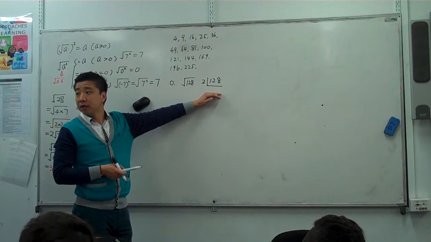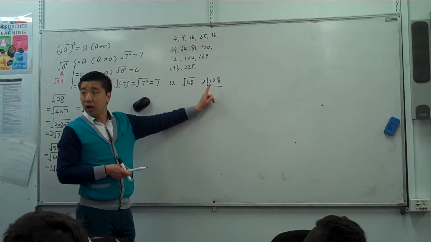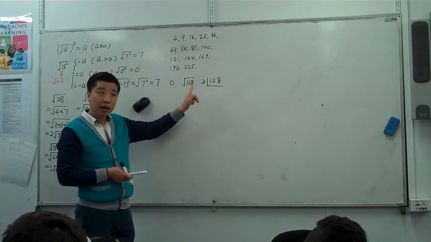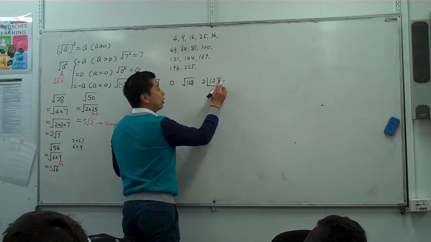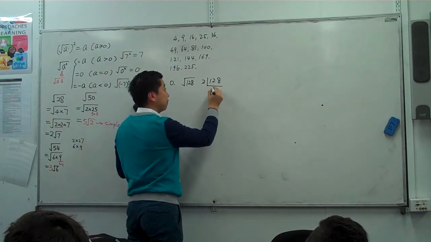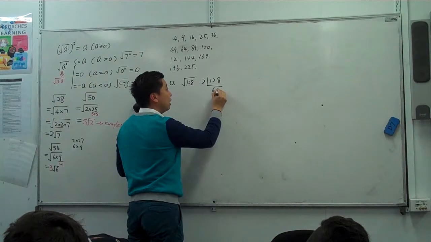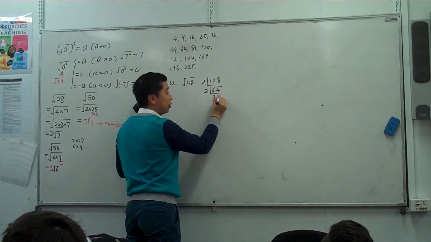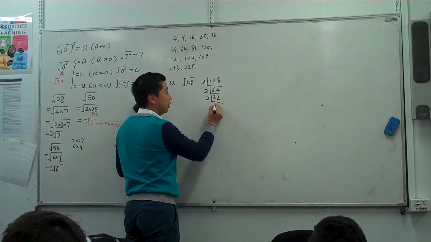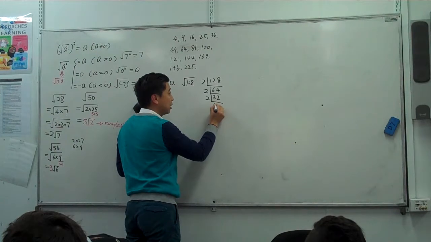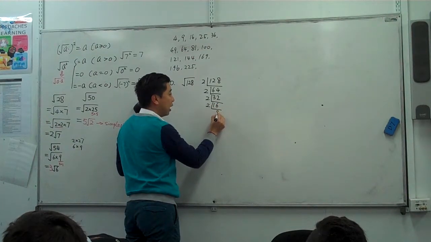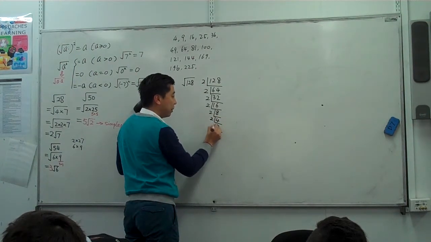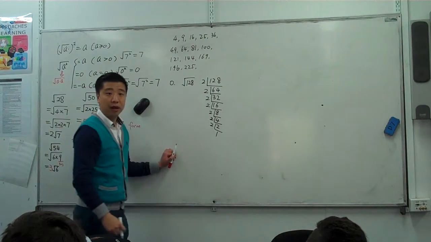Short division. This 128, we divide by 2. Okay, this is the smallest prime in the square root. So 128 divided by 2, what is the answer? 64. And then 64 divided by 2 is 32. Divided by 2, 16. Divided by 2, 8. Divided by 2, 4. Divided by 2, 2. Divided by 2, 1. Until you get 1.